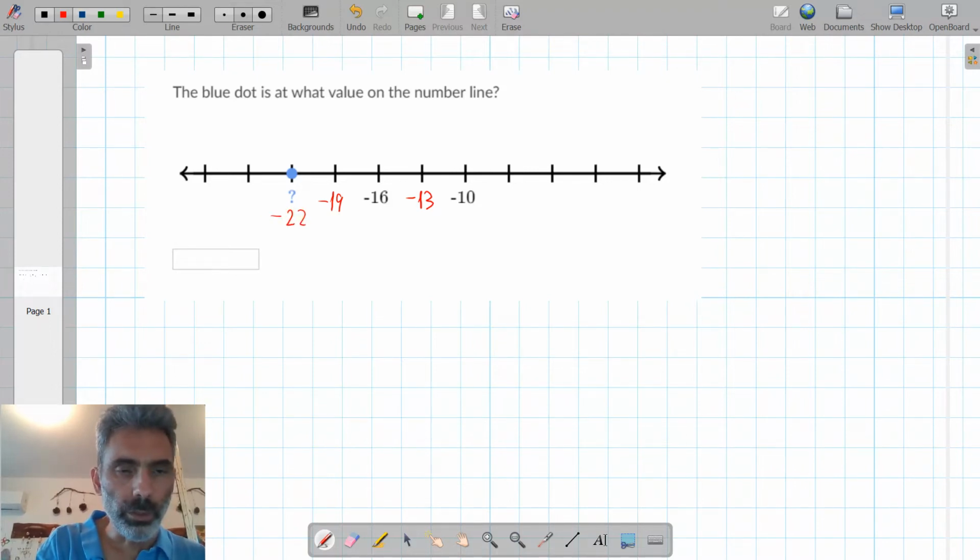You can also think about it like this. We have 2 jumps from minus 16 to the left, and each jump is of 3. So from this point to this point we need to subtract 6, because each hash mark represents negative 3 steps to the left. So we end up at minus 22.